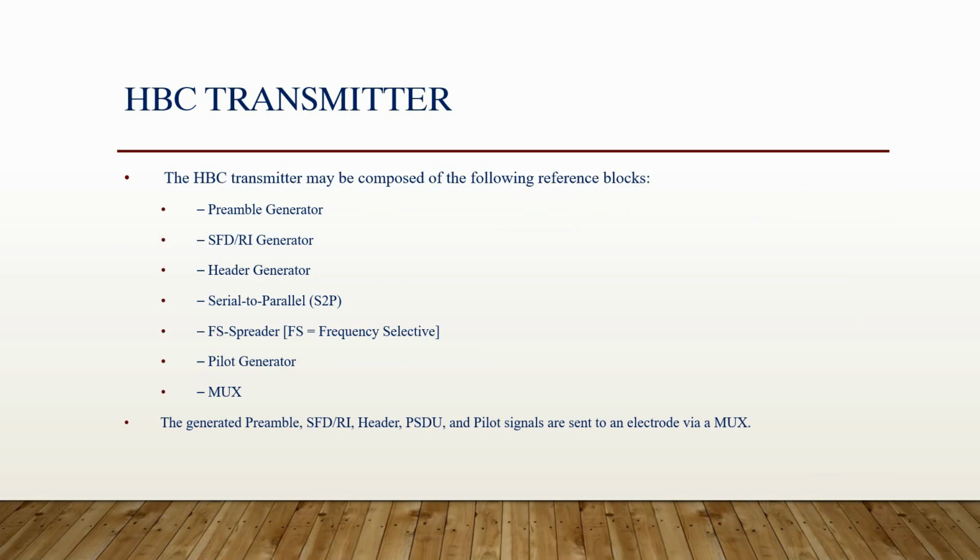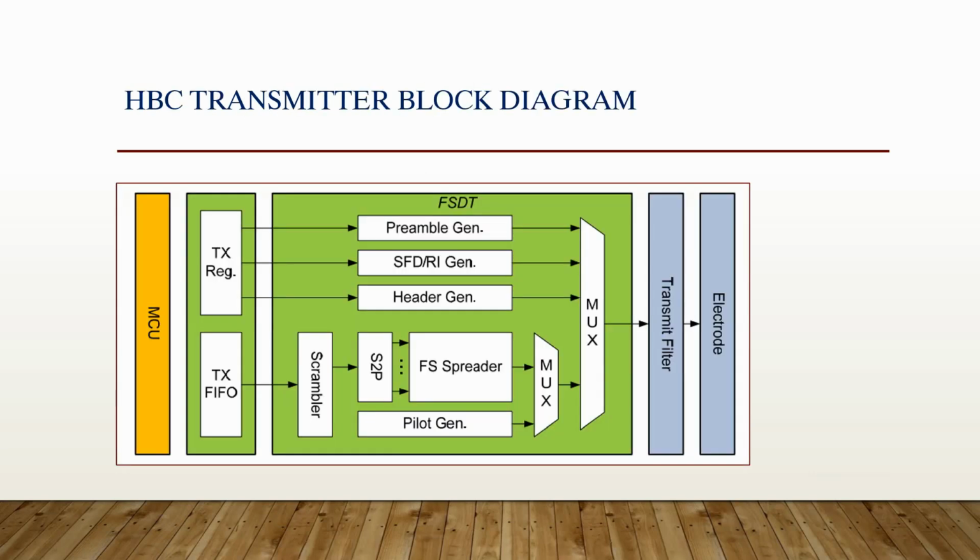HBC transmitter. The HBC transmitter may be composed of the following reference blocks: preamble generator, SFTRI generator, header generator, serial to parallel block, frequency selective spreader, pilot generator, and a multiplexer. The generated preamble, SFTRI, header, PSDU, and pilot signals are sent to an electrode via a multiplexer. In this image, we can see the block diagram of the HBC transmitter.